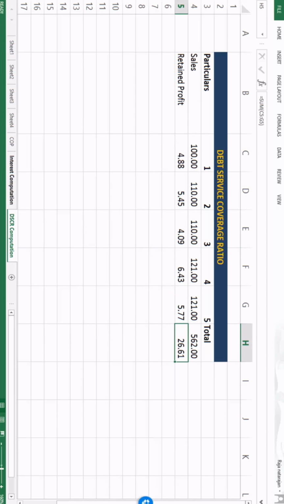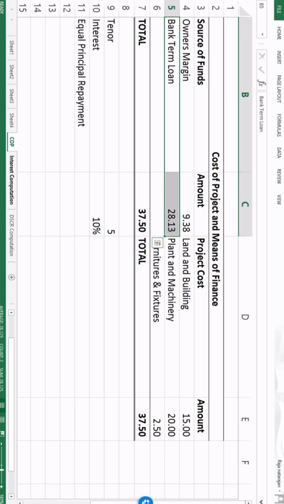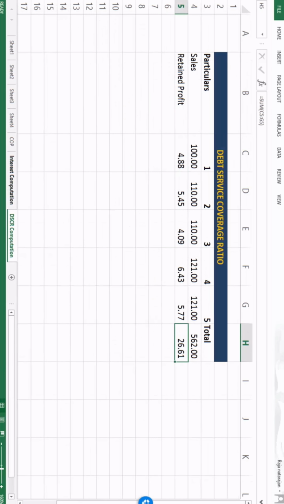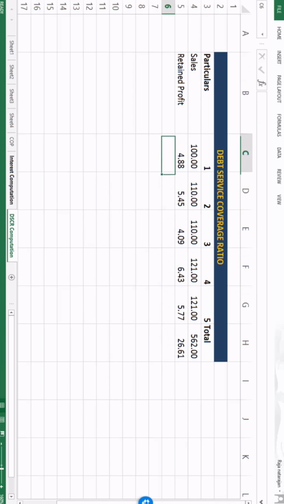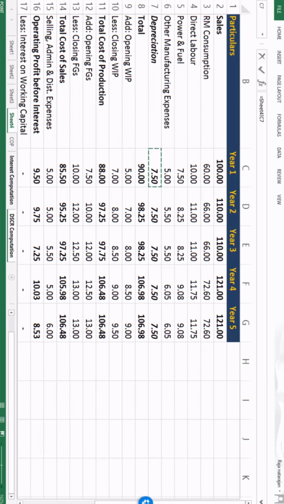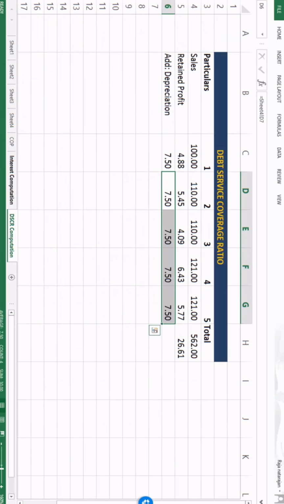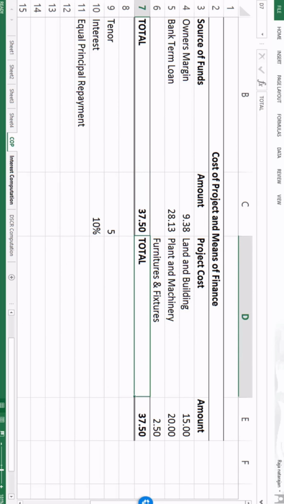But if you look at the retained profit alone, it's not going to help you to pay the loan, because what is the loan amount? Loan amount is 28.13 million. So that's where the need for computing cash profit arises, because it's not from this profit you are going to pay the loan, you're going to pay the loan from the cash profit. So you have to add back depreciation. We'll say add depreciation. We can pick up the depreciation figure from here. Yeah, we have it 7.5 and it is uniform all the 5 years, and if you total you get 37.5, and if you check, it is also matching with the cost of the project.